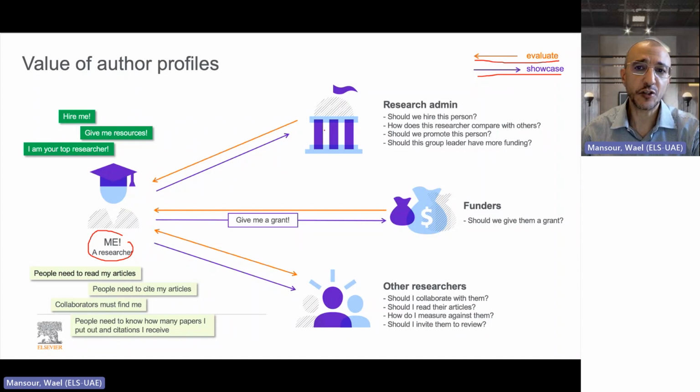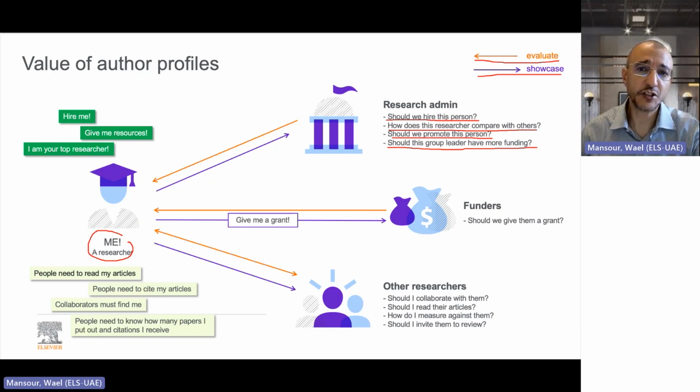But from the affiliation point of view, first of all, before joining that institution, they will ask themselves, should I hire this person? So they're looking at your author profile. How does this researcher compare with others? Should we promote this person? So in the promotion and tenure in universities, of course, they also depend on your author profile, and should this group leader have more funding?